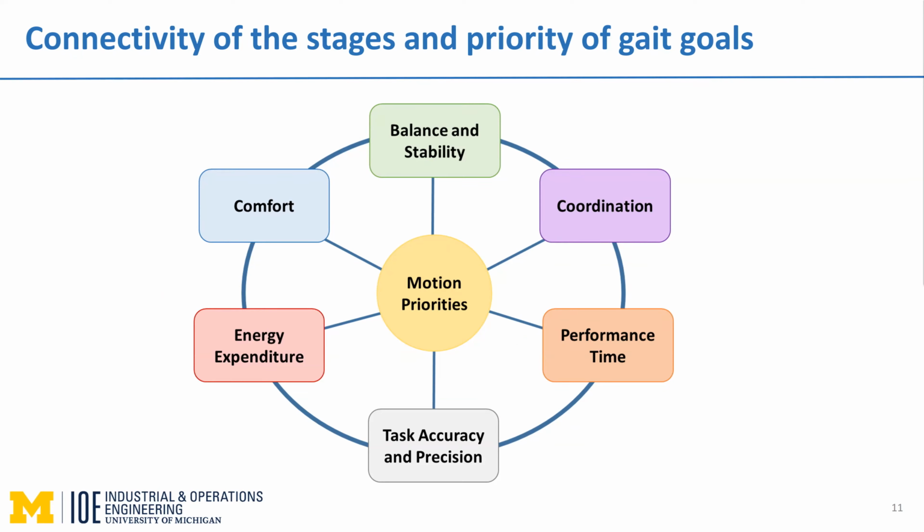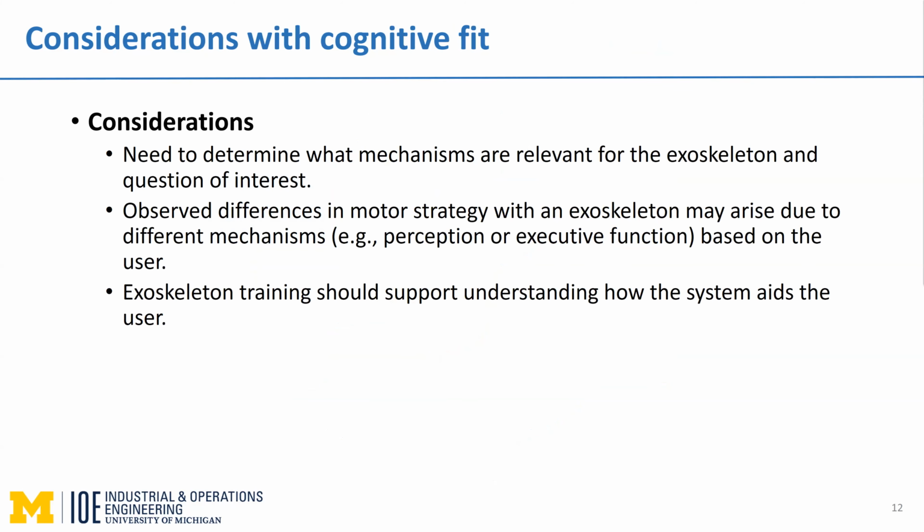So when evaluating exoskeletons, it's important to consider how these priorities may influence our system usage. When considering cognitive fit, we need to determine the relevant mechanisms to assess based on the operational environment. Directed attention and agility may be relevant for military applications, while perception and coordination may be of more importance in a medical application.